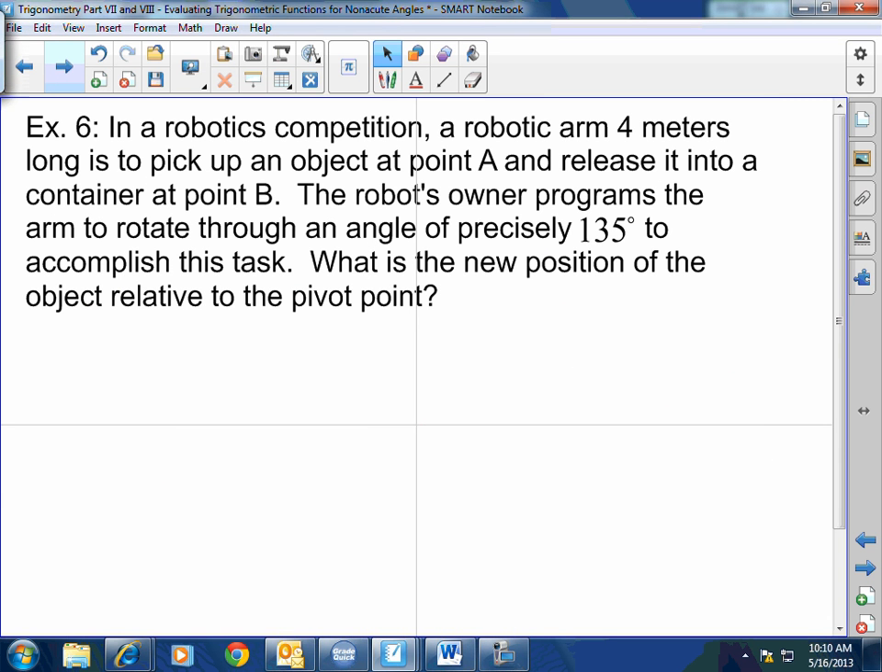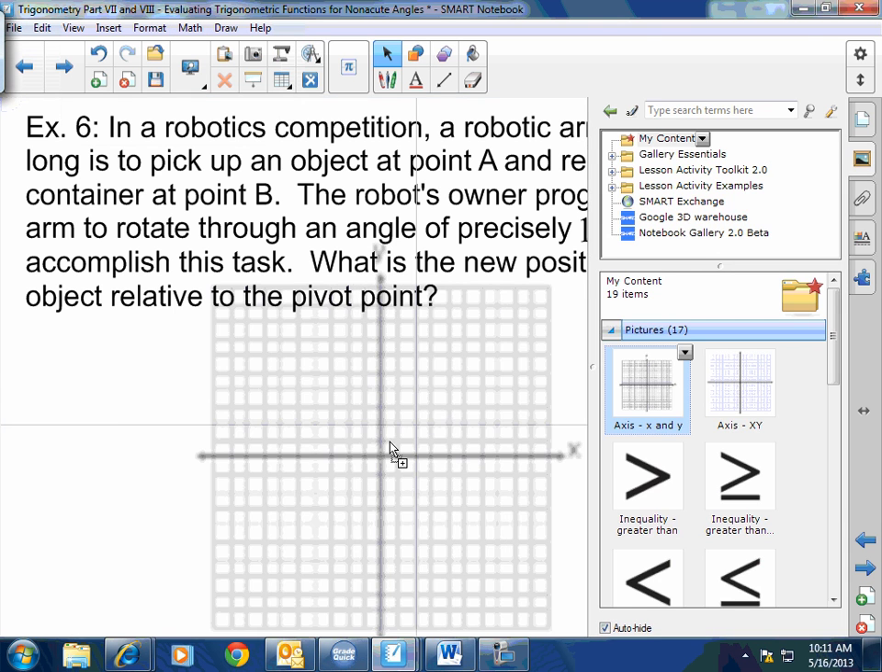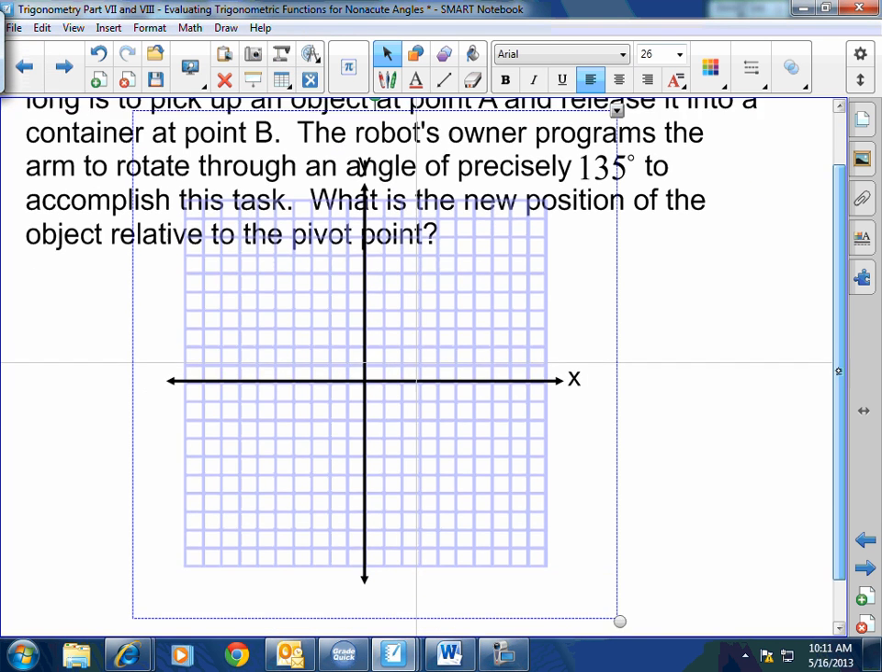In a robotics competition, an arm 4 meters long is to pick up an object at point A and release it into a container at point B. The robot's owner programs the arm to rotate through an angle of precisely 135 degrees to accomplish this task. What is the new position of the object relative to the pivot point? Write that down. Okay, guys, there's a really easy way to do this. So pay attention. It's pretty simple.